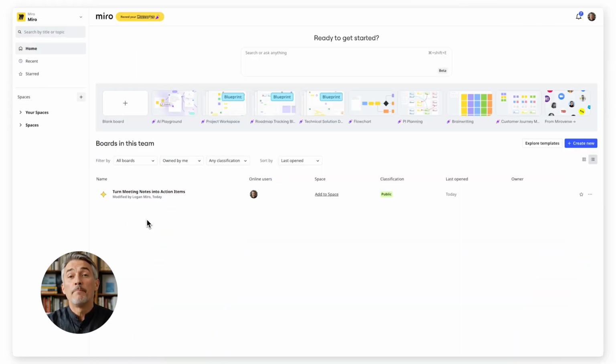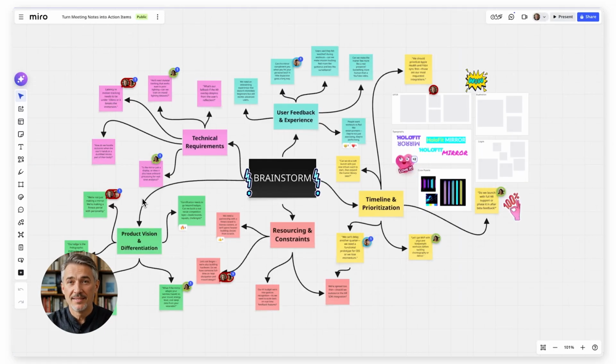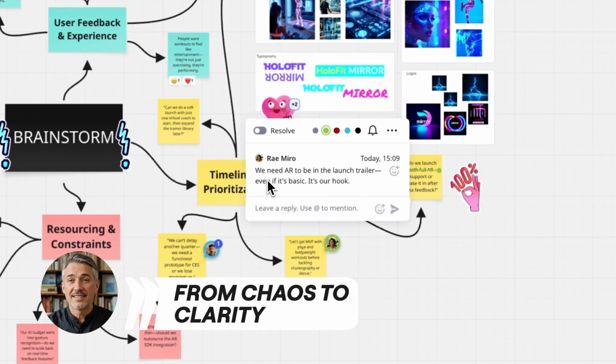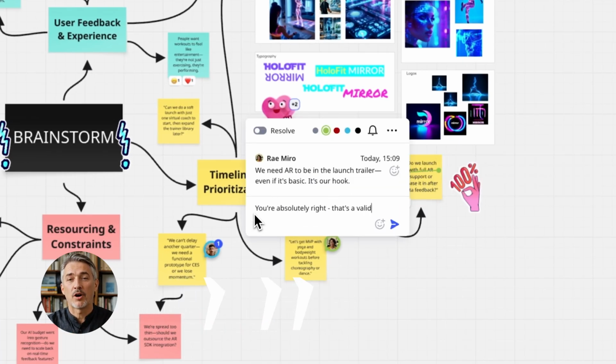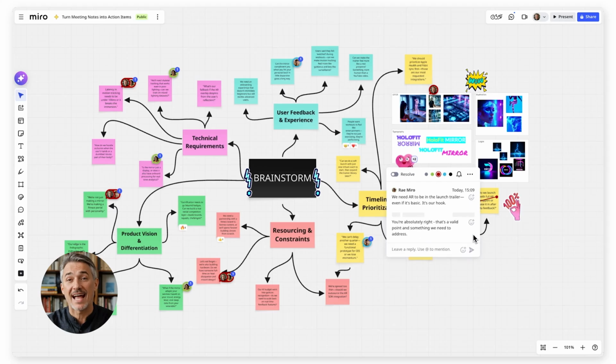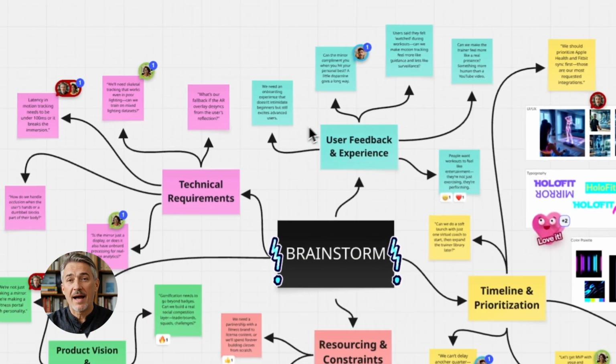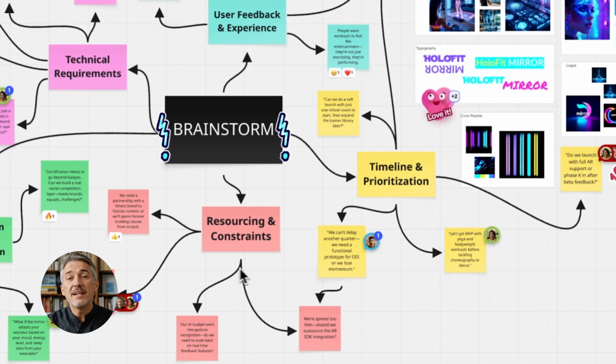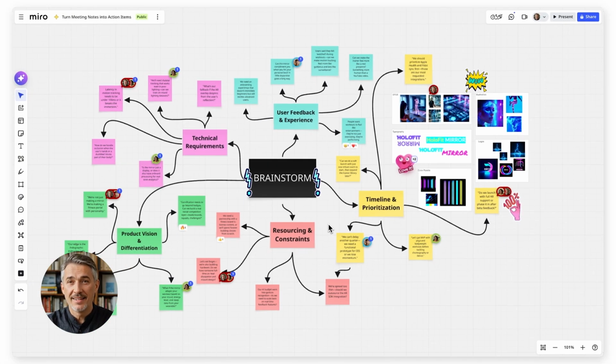Today, I will show you how Miro AI turns chaotic meeting notes into structured outputs that actually drive progress. Picture this scenario. You just wrapped a product planning session with notes scattered everywhere. User feedback here, technical requirements there, timeline discussions mixed with resourcing concerns. Instead of spending an hour organizing this afterward, let Miro AI do the heavy lifting for you.